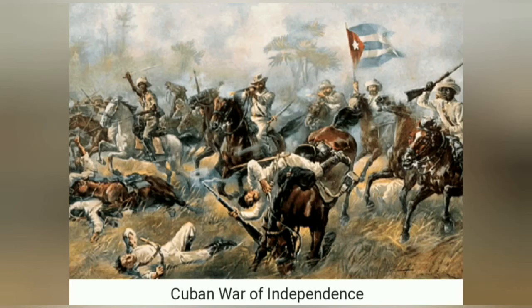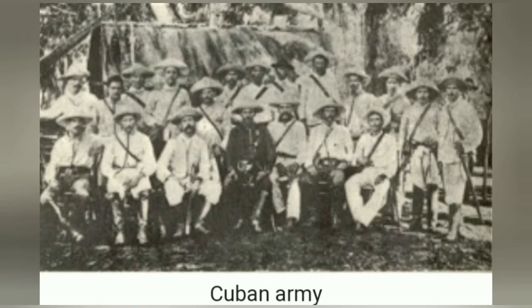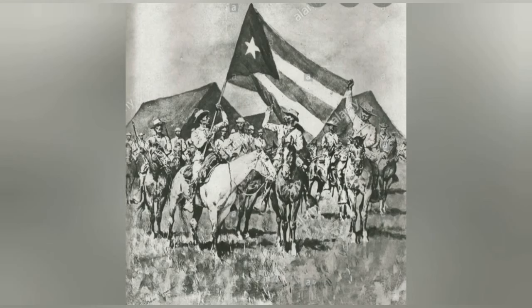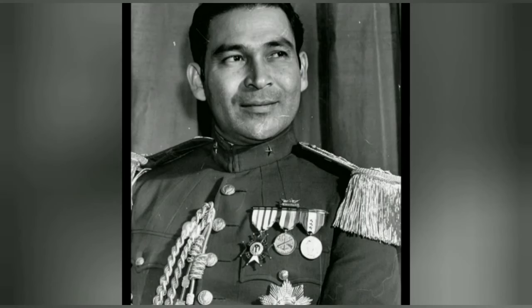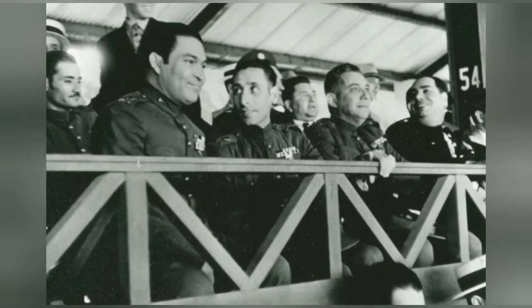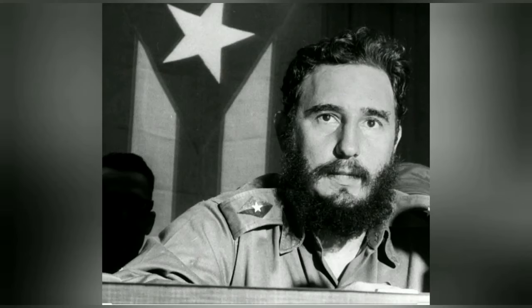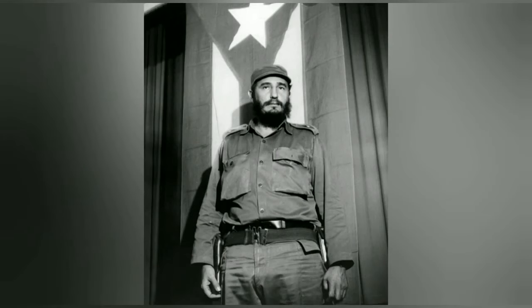Cuba would remain under Spanish rule until 1898, when Cuba became a protectorate of the United States, and they formally gained their independence from the United States in 1902. Cuba eventually fell under the dictatorship of Fulgencio Batista, who dominated Cuban politics for 25 years. Open corruption and oppression led to his ousting in January 1959 by the 26th of July movement, which would pave the way for Fidel Castro.